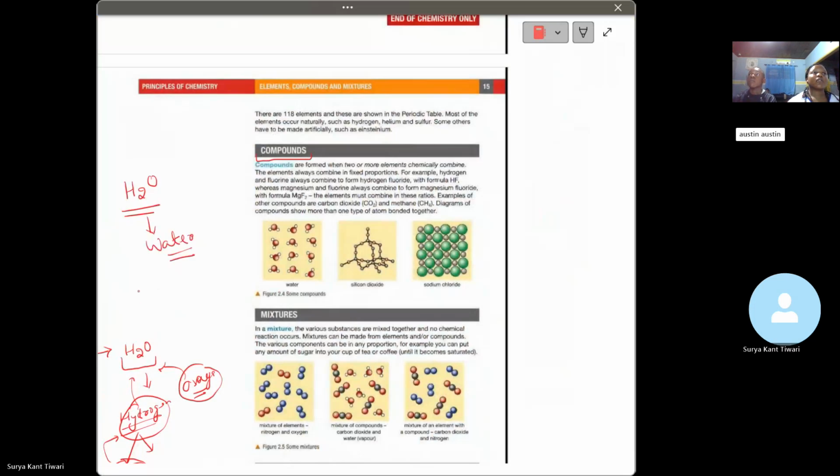Sodium and chlorine meet together to give you NaCl. NaCl is salt, the salt that we eat.